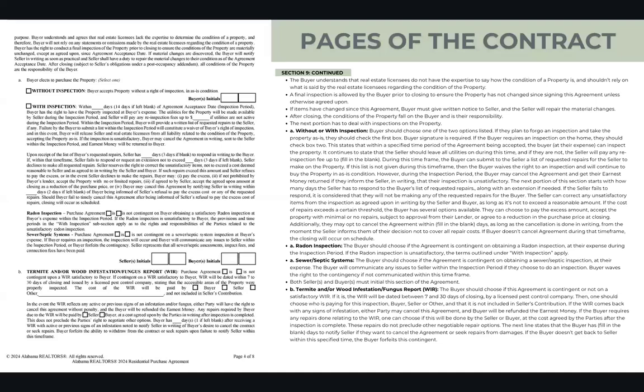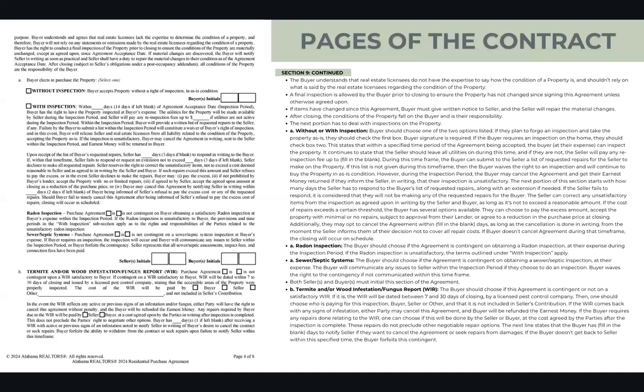So if the cost of repairs exceeds a certain threshold, the buyer has several options. They can choose to pay the excess amount, accept the property with minimal or no repairs, subject to approval, obviously, from the lender, or agree to a reduction in the purchase price so that the buyer can repair things later when they own it. They may also opt to cancel the agreement.